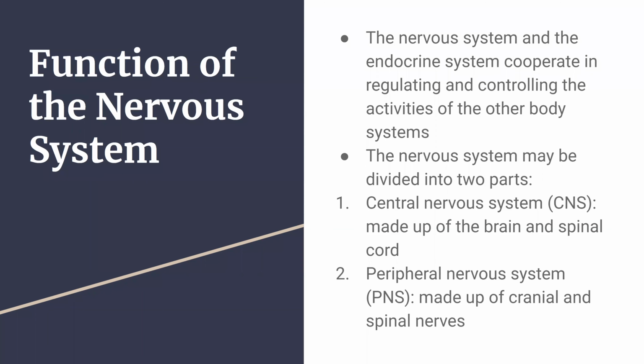The nervous system and the endocrine system cooperate in regulating and controlling the activities of the other body systems. So the nervous system specifically may be divided into parts, the central nervous system and the peripheral nervous system. So the central nervous system is called CNS, and it's made up of the brain and the spinal cord. And the peripheral nervous system, or PNS, is made up of cranial and spinal nerves.